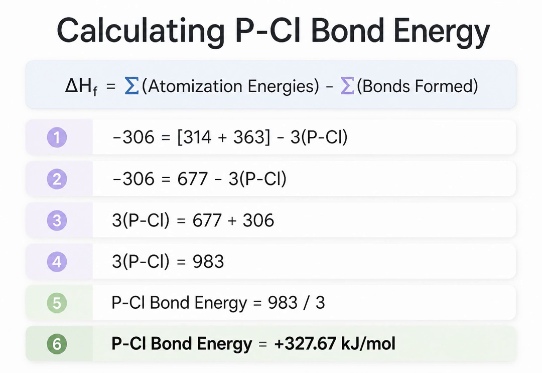Rearranging the equation to solve for the unknown, we find that 3 PCl bonds equal 983 kilojoules. Dividing by 3 gives us an average bond energy of positive 327.67 kilojoules per mole. Remember, bond energies are always positive values because breaking bonds requires energy.